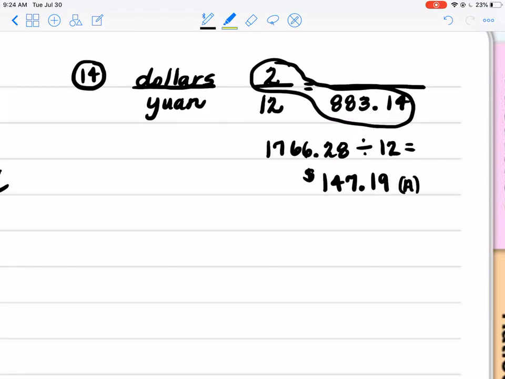So problems about converting money are very often, in fact, all of them I think that I've ever seen, are ratio and proportion.